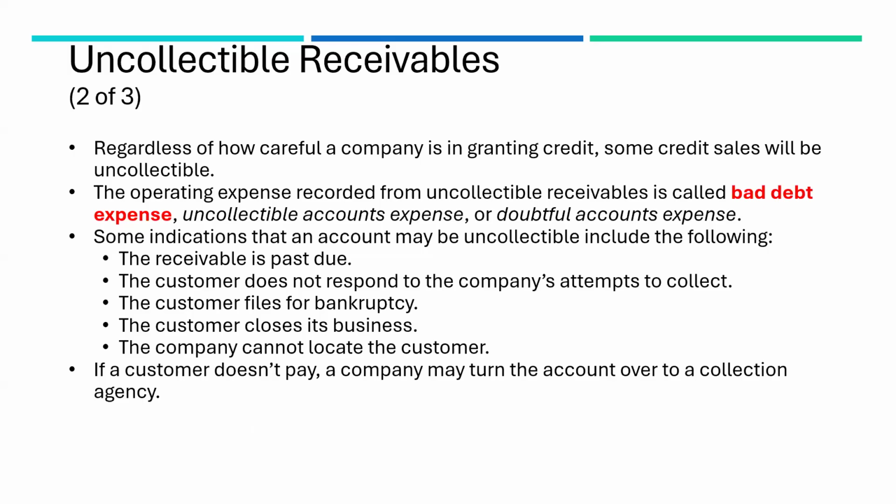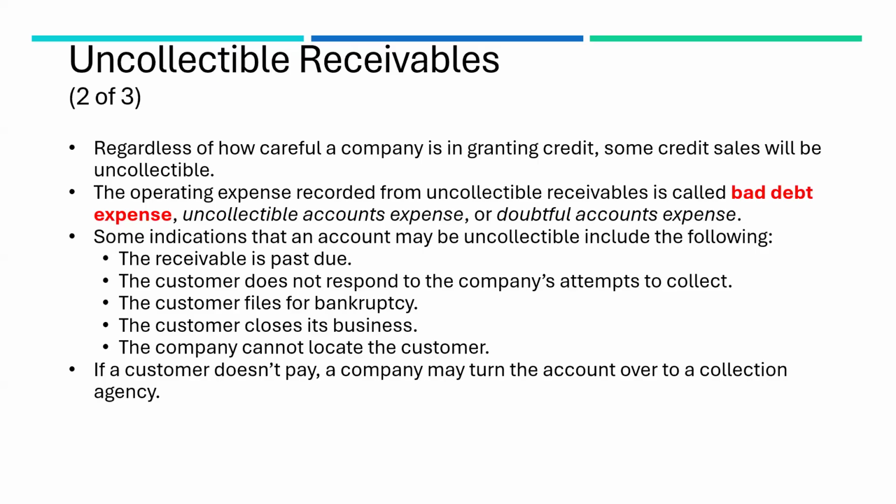And the expense related to uncollectible receivables is called bad debt expense or uncollectible accounts expense or doubtful accounts expense. But in this course, it's always just going to be bad debt expense. They'd count an account uncollectible if it's past due, if the customer does not respond to attempts to collect, or the customer files for bankruptcy. These are all just indicators that an account is not going to be collected. It's not a guarantee, but they can decide to actually write it off because of a multitude of these factors.